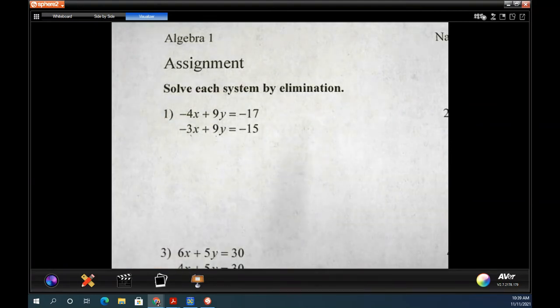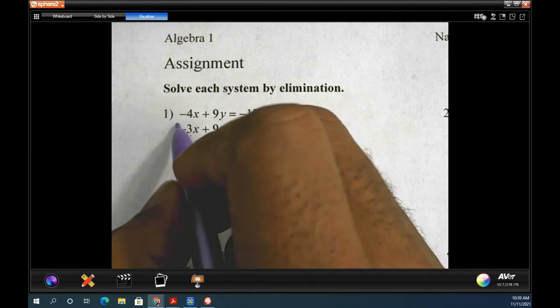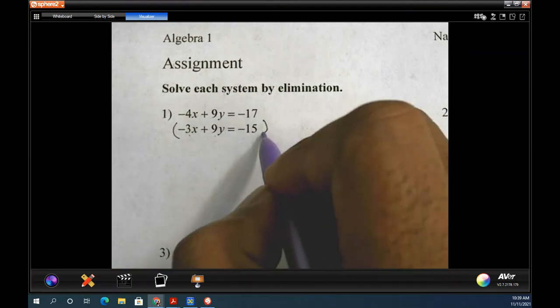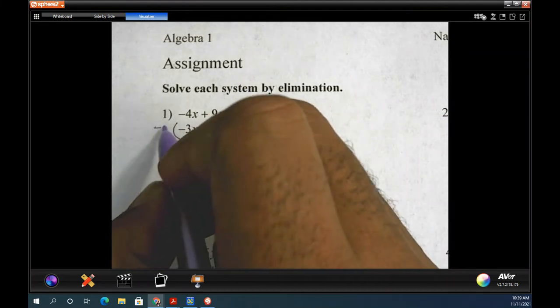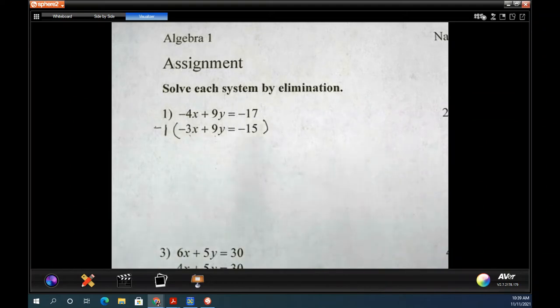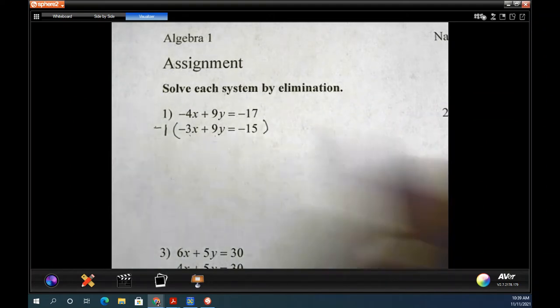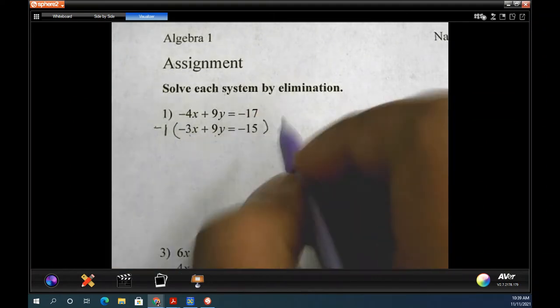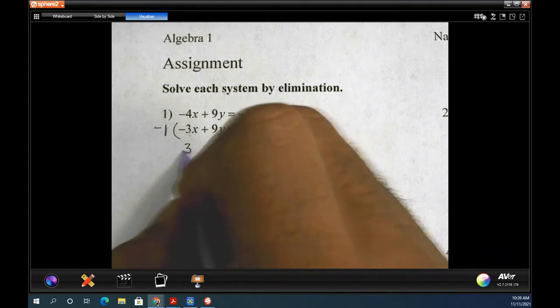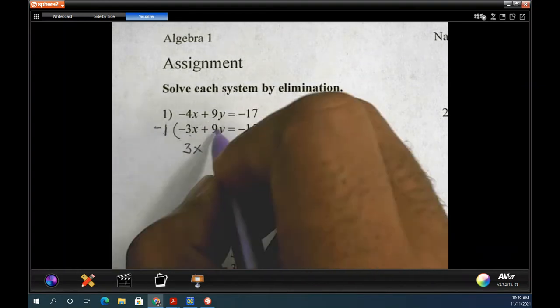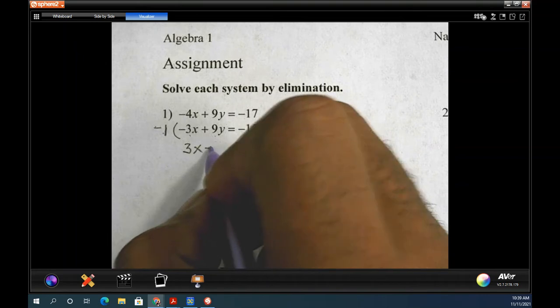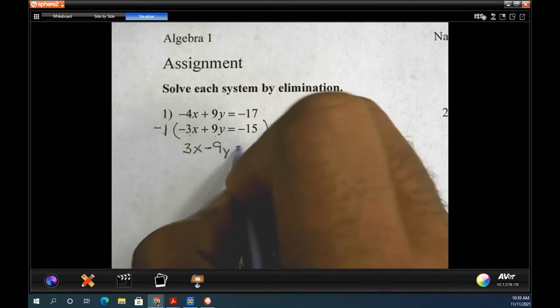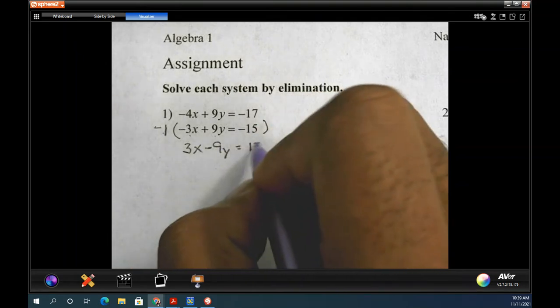In this situation, what I would do is multiply one equation by negative 1. You've got to multiply everything by negative 1. So this becomes 3x, negative 1 times 9y makes a negative, minus 9y is equal to 15.